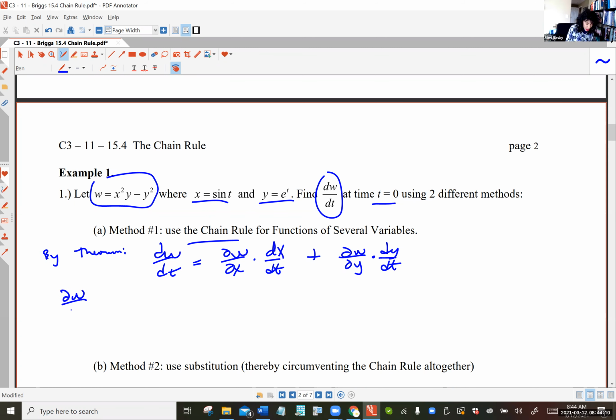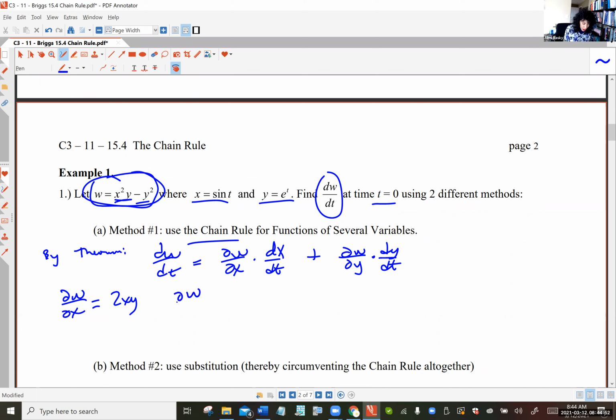So let's get the partial of w with respect to x. We went over partial differentiation in the last lecture. Remember, when you're doing the partial with respect to x, you put on your special set of glasses and temporarily all the y's look like they're a constant, like a 2 or something, and you differentiate with respect to x. So the derivative of x squared y with respect to x is 2xy. And the derivative of the second term, minus y squared, is going to be 0 with respect to x, because y looks like a constant.